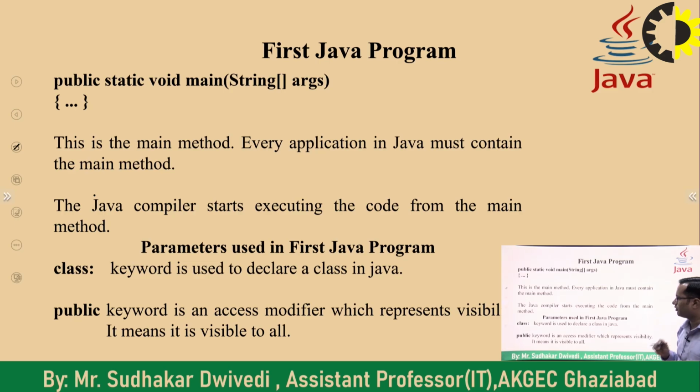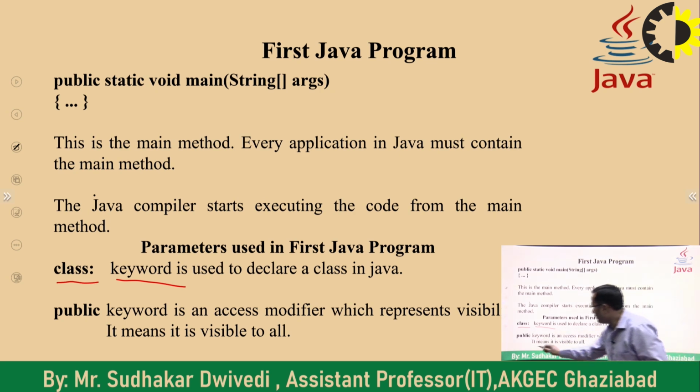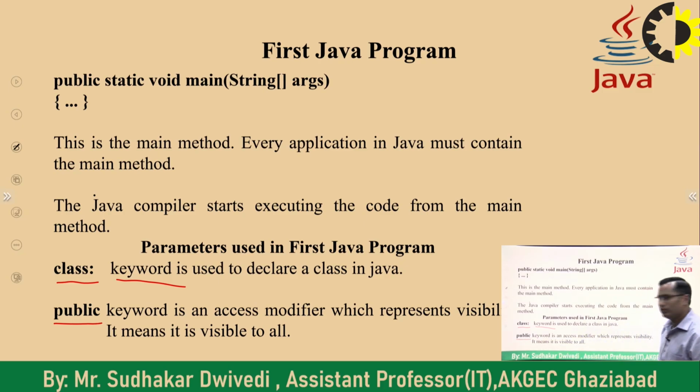What is this actually? First we have created a class, and for creating the class we have used the keyword class. Then for creating the method, we have used the keyword public. This modifier represents visibility. Public is the access specifier, which means the method is visible to all. A public method is visible to all; it is not restricted.